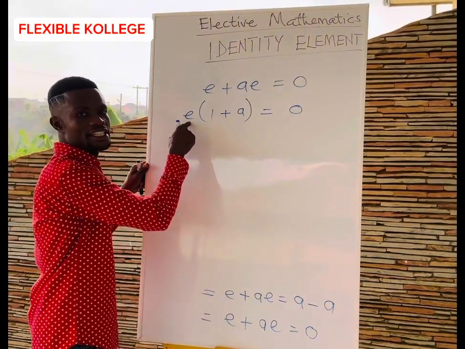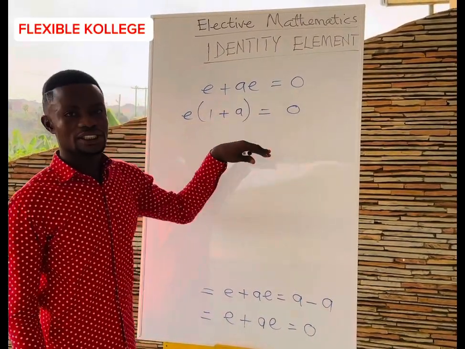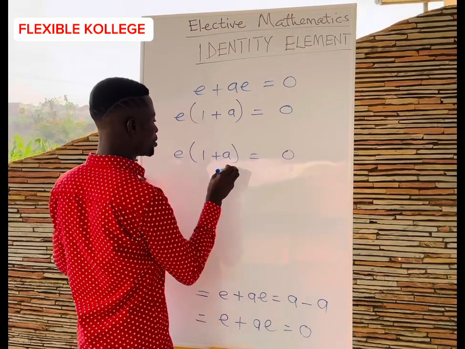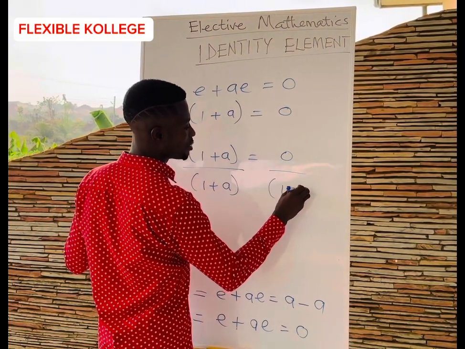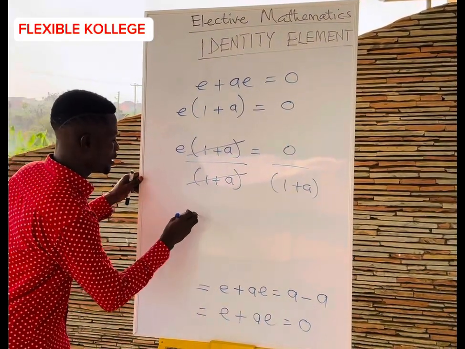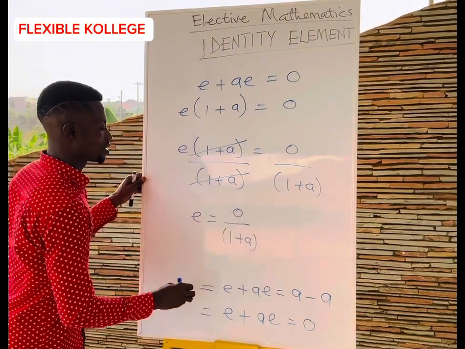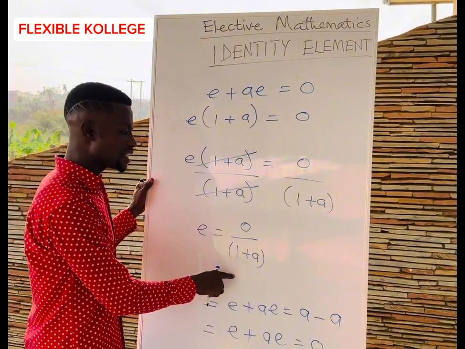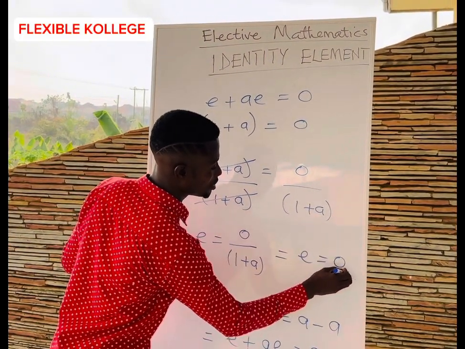In this case, we are after the E. So what are we supposed to do? Since it is multiplying, when it crosses the equal sign, it will divide. And so therefore, we have E times one plus A equal to zero, and because we want E to stand alone, we take it across the equal sign, and it will cancel out, and our E will be equal to zero over one plus A. Whenever the numerator is zero over any denominator, we take it as zero. So therefore, our identity element E is equal to zero.